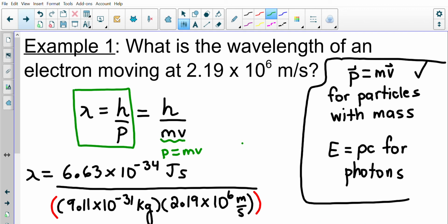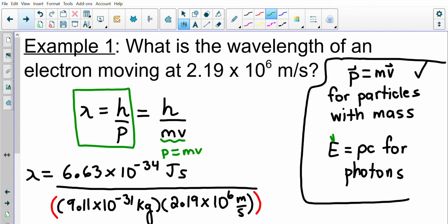By the way, if you're looking on your formula sheet, you're going to see a couple different formulas on there. One of them says p equals mv. That one we already learned earlier in the semester, and that's for particles with mass. There's another one on there, E equals pc. E equals pc is only for photons.